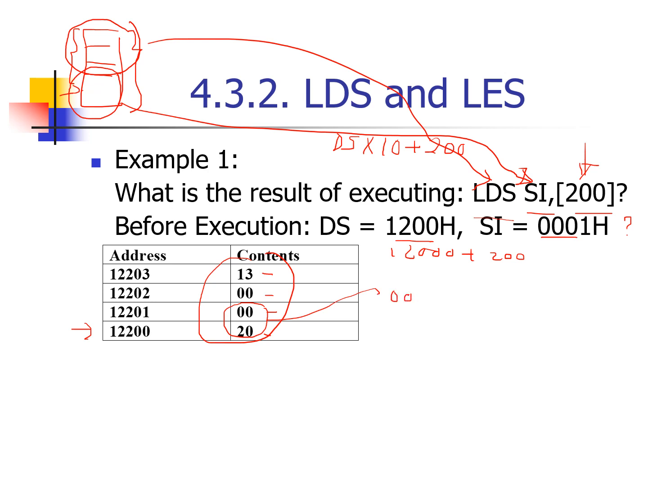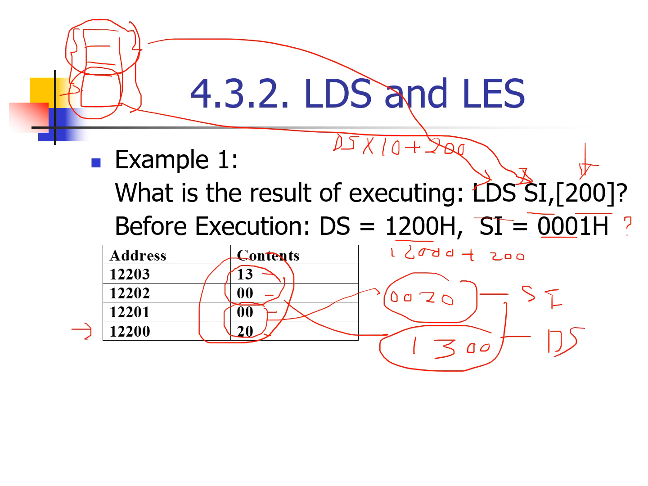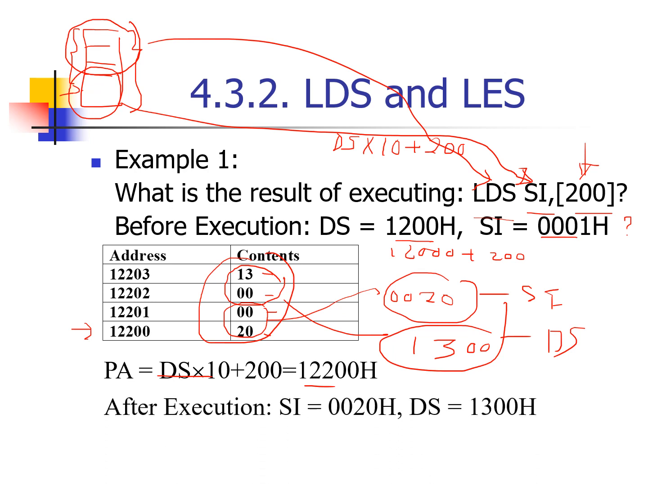Now, the least significant bits, which is 0020, the least significant 16 bits should go to SI. The most significant 16 bits should go to your DS. Here you are. This is your physical address, DS times 10 plus 200. After execution, your SI is going to get 0020 as data, and your DS will get 1300 as data. Good.